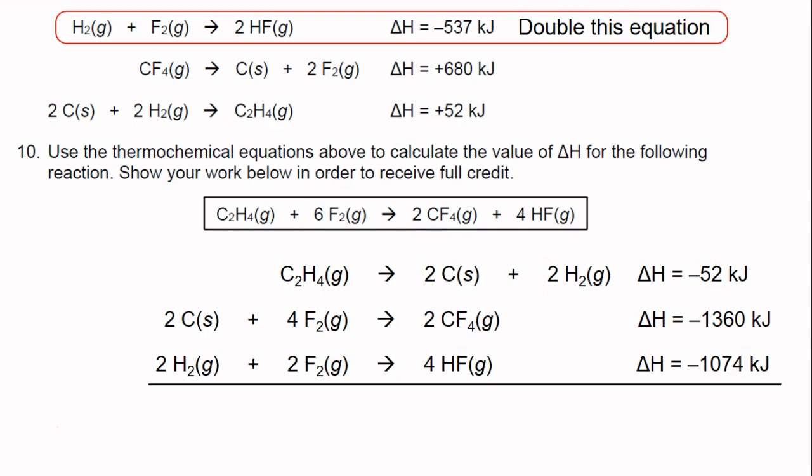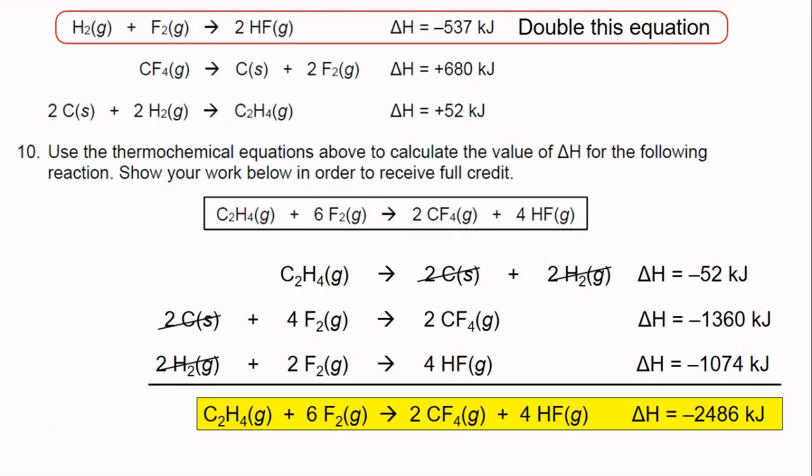Before we add these 3 equations together, let's go ahead and cross off the things that are not going to show up in the final equation because they appear on both sides. So carbon gets crossed off, hydrogen gets crossed off. Everything else is going to show up in the overall equation. That's 1 mole of C2H4, 6 moles of F2, 2 moles of CF4, and 4 moles of HF. Adding the delta H's together, we get negative 2,486. Again, this is a good example of Hess's law.